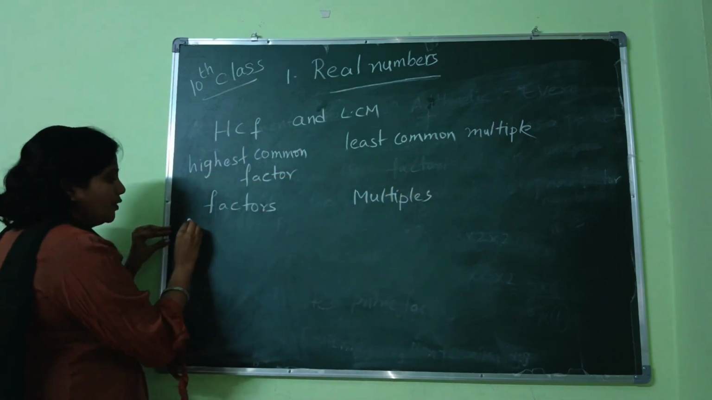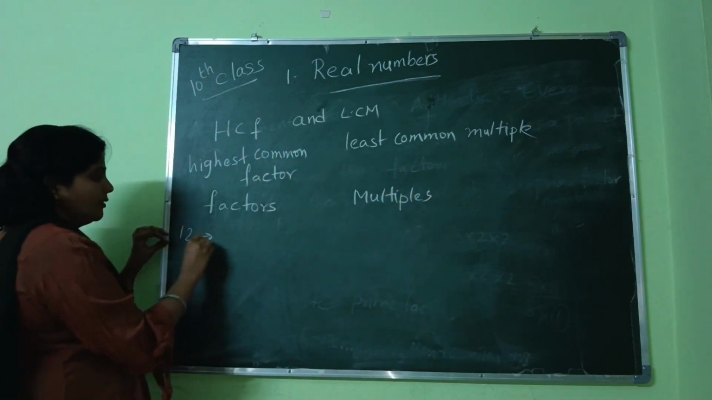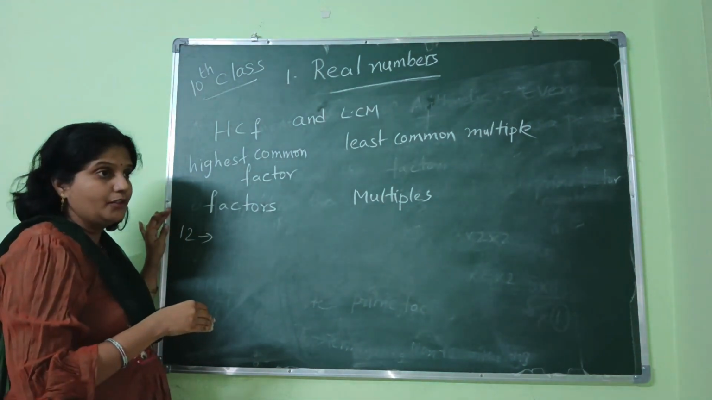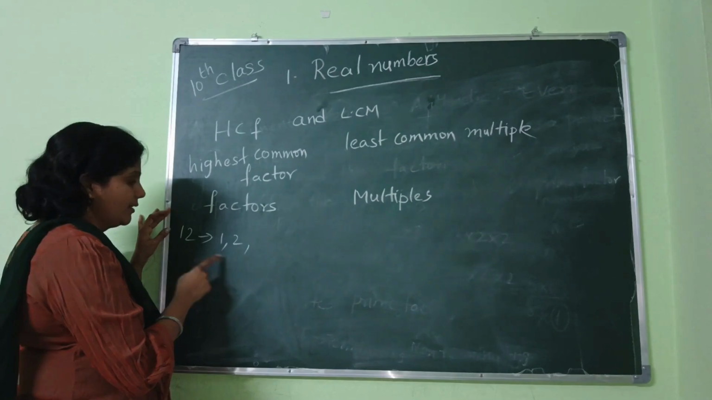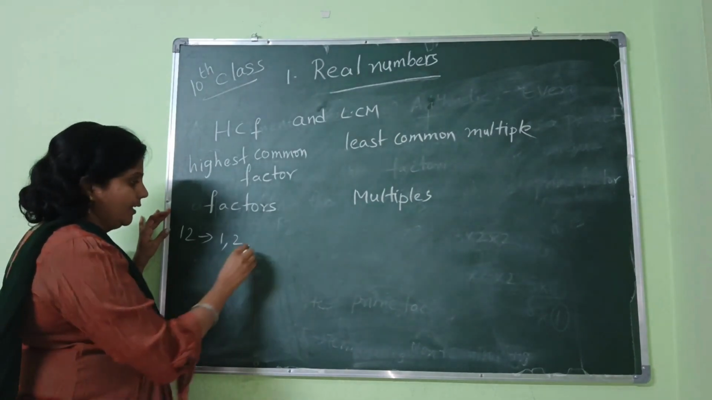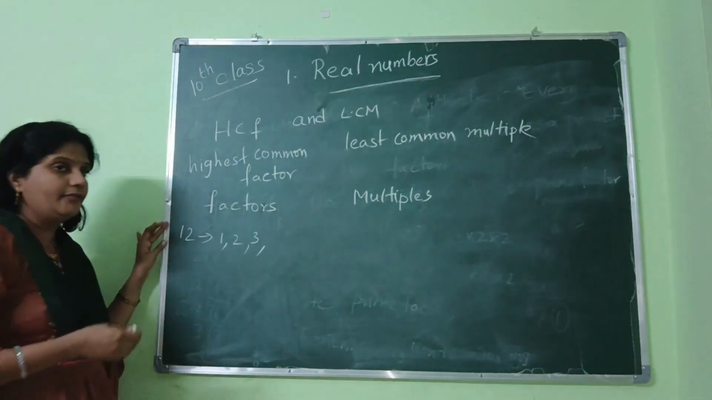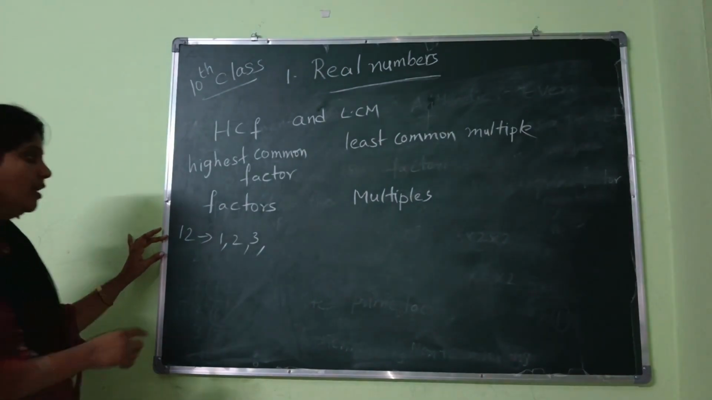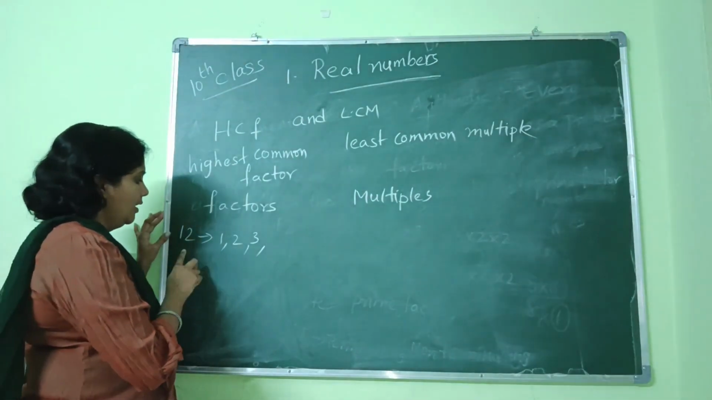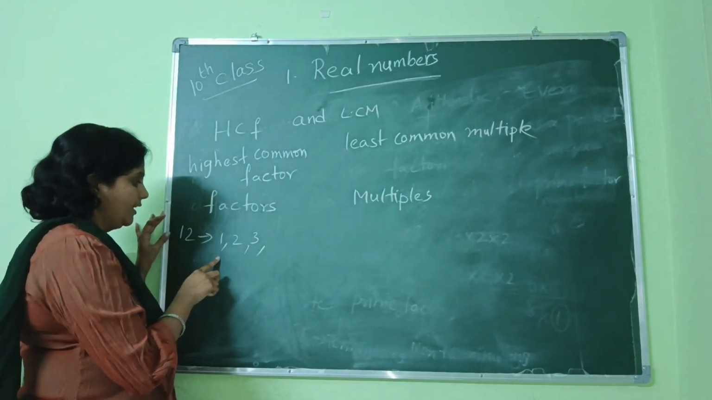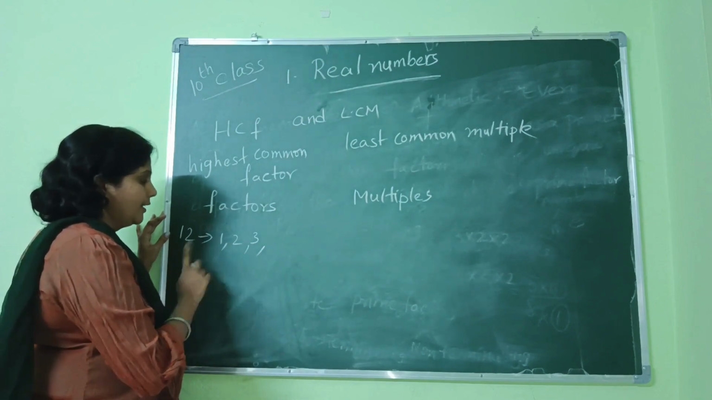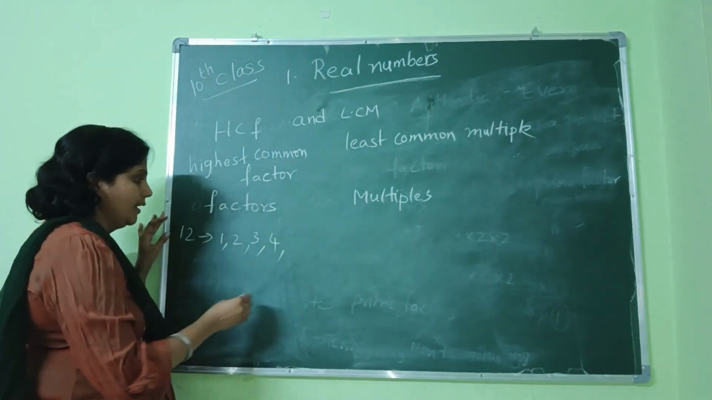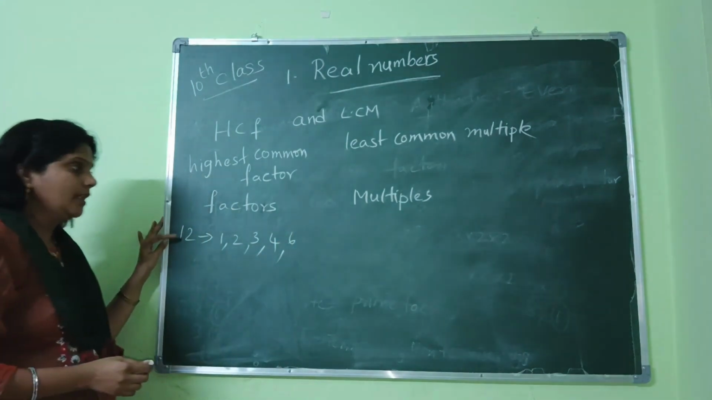Suppose we take the number 12. So what are the factors of 12? Start from the 1 table up to 10 tables. In the 1 table, 1 twelve is 12, in the 2 table 2 sixes are 12, in the 3 table 3 fours are 12, in the 4 table 4 threes are 12, in the 6 table 6 twos are 12.